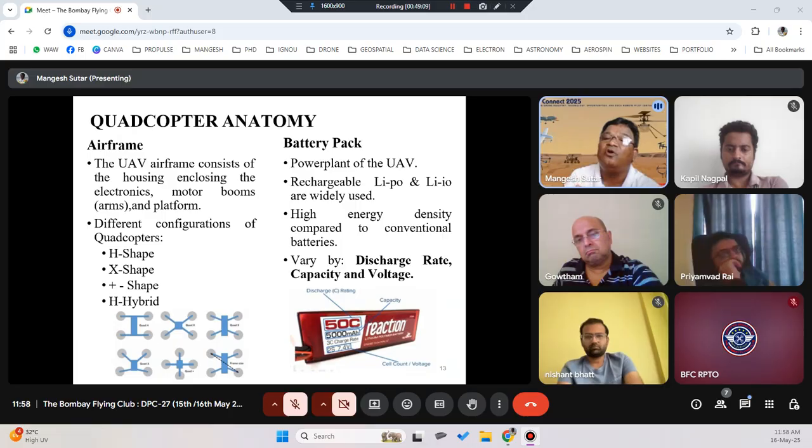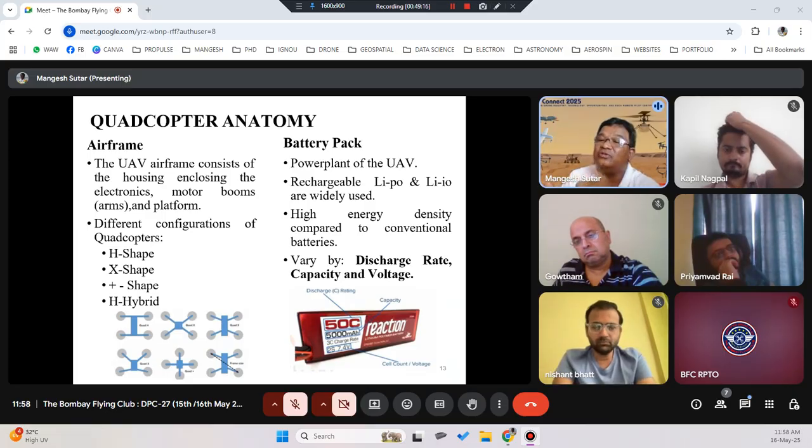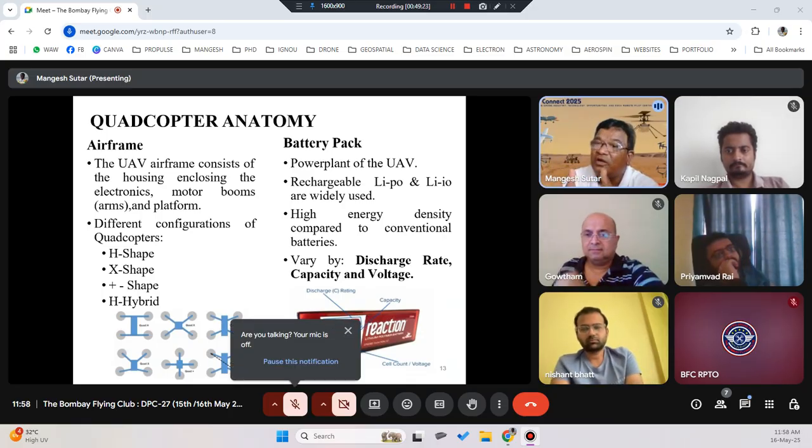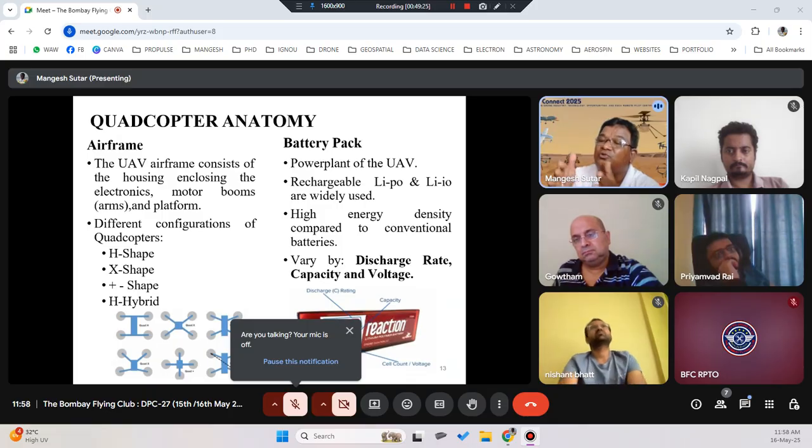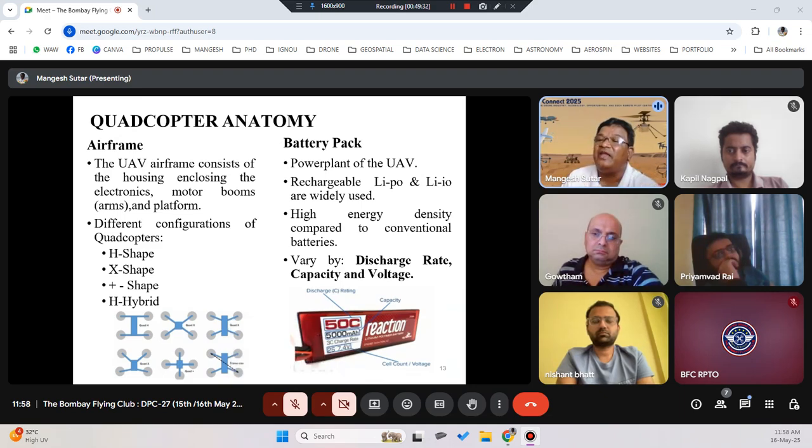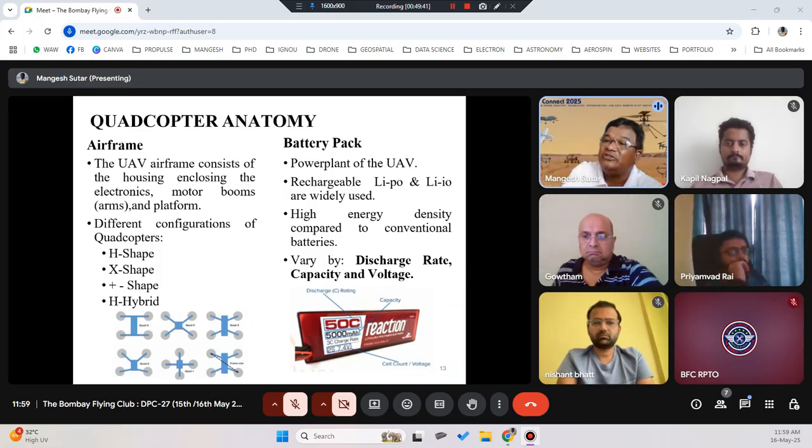Same thing we will go for with a drone also. 5000 mAh will give you 10 minutes of endurance. If I use 10,000 mAh, then instead of 10 minutes it will try to give me 20 minutes. But since you are changing from 5000 to 10,000, what is happening? You are doubling the size of the battery. It means if a 5000 mAh battery weighs, let's say, 2 kg, then 10,000 mAh will be 2 kg plus 2 kg, 4 kg. Automatically, the weight on your drone is getting increased.